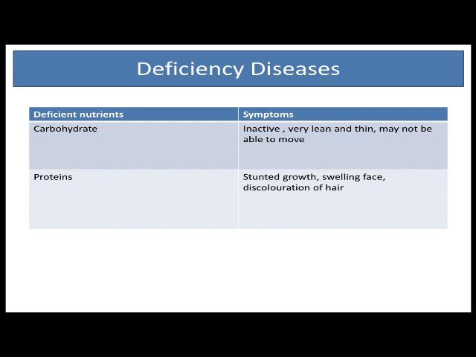Now what about protein? If there is a deficiency of protein in our body, you know protein is a bodybuilding food, so that results in stunted growth. The person cannot grow properly or to a normal size, and the face tends to show swelling, and the colors show discolorations, etc.